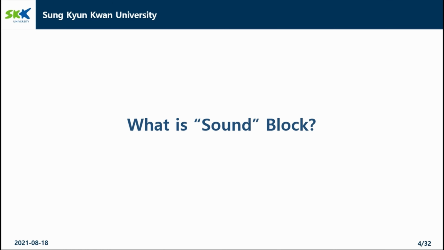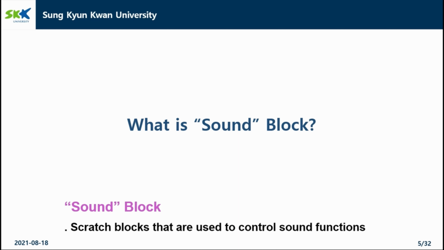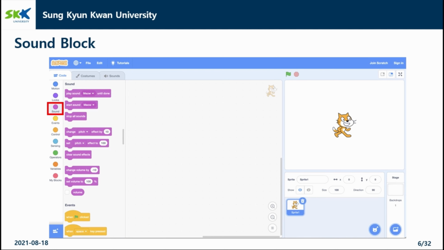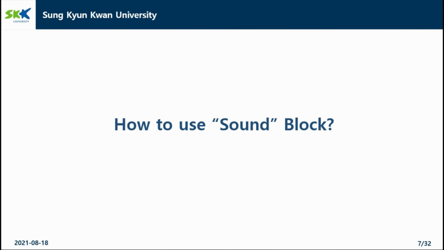What do you think a sound block is? Sound blocks are Scratch blocks that are used to control sound functions. At the left side of the main page, there are 9 color buttons, and if you click the third button, you can see the sound blocks. Now, let's learn how to use it.